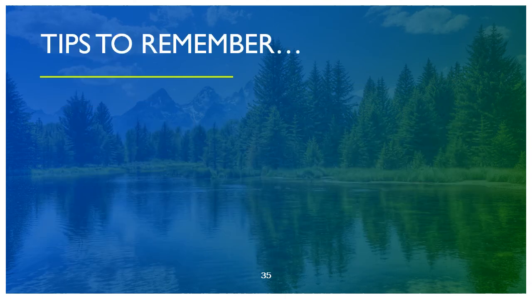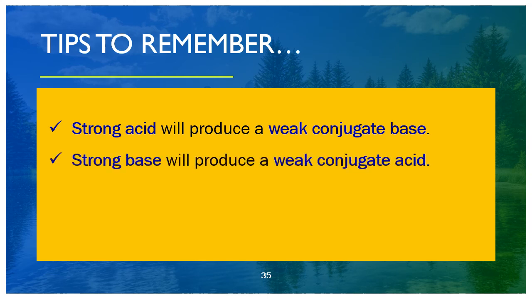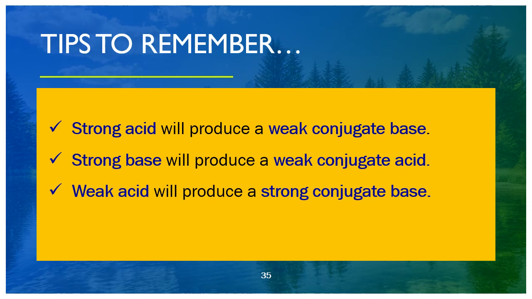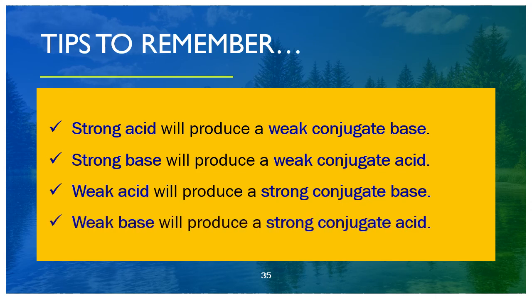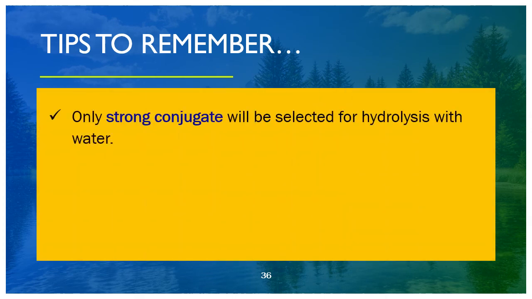Before we end our lesson today, here are some tips to remember. A strong acid will produce a weak conjugate base. A strong base will produce a weak conjugate acid. A weak acid will produce a strong conjugate base, and a weak base will produce a strong conjugate acid. You need to remember that only the strong conjugate will be selected for hydrolysis with water.